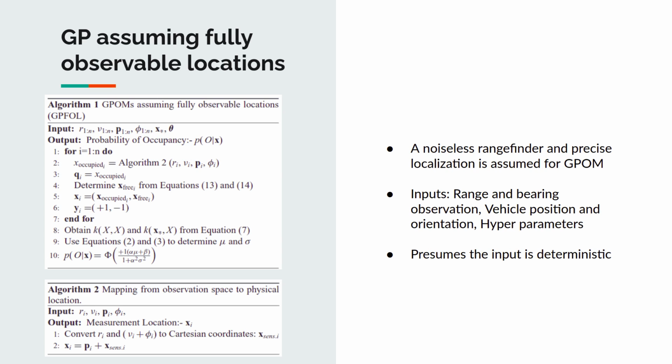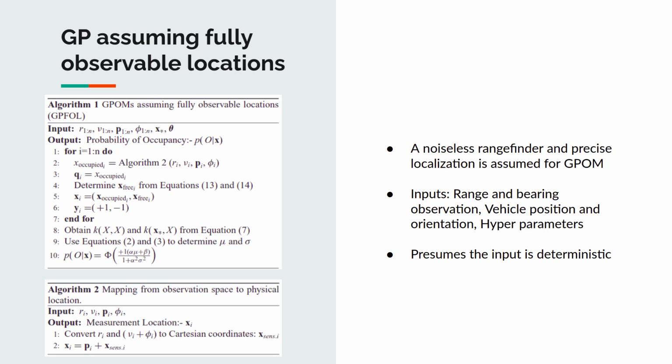So the paper proposes two algorithms to generate Gaussian process occupancy maps. One takes into account the noise of the input and the other one doesn't. We'll look into the algorithm that considers input as precise measurements for now, which is basically it assumes that all locations are fully observable.